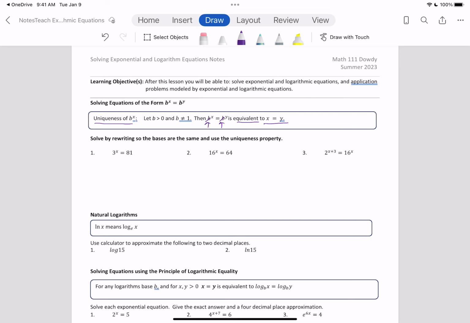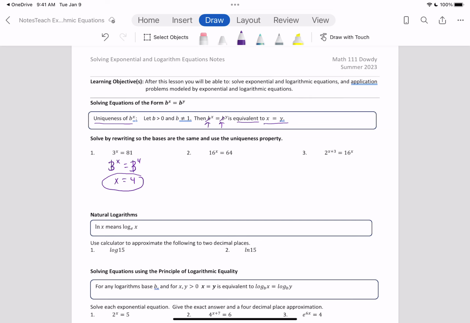So this first one, if I want to rewrite both sides having the same base, then 3 to the x is good, and 81 can be written as 3 to the 4th power. And then by that uniqueness property, it says we can drop those common bases and set the exponents equal to each other. And this is the solution to our equation. Alright, so the next two, we're going to be looking to do the same thing.